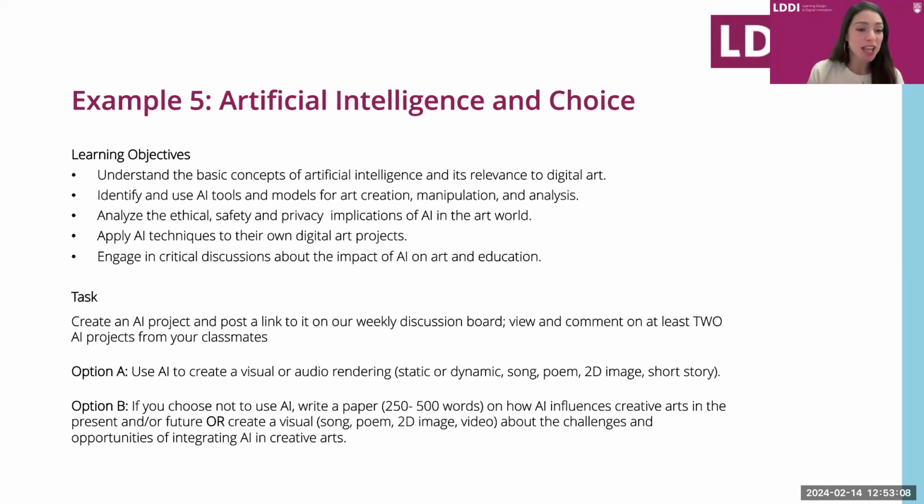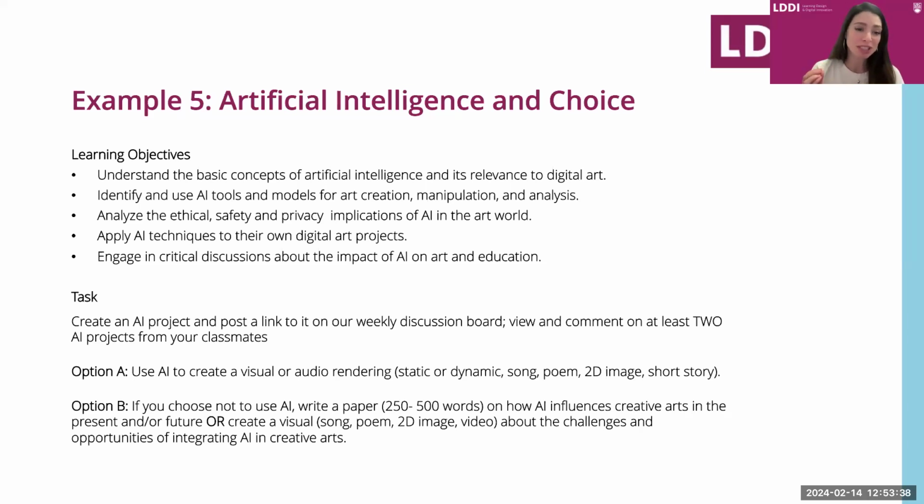So they were asked to create an AI project and post a link to it on their weekly discussion board, and then view and comment on at least two of those AI projects. So if you chose AI, then you could create a visual or audio rendering. So it could be static or dynamic, a song, a poem, 2D image, short story. But if students were not comfortable using AI after they learned about those ethical implications, then they could also choose to write a paper about how AI influences creative arts in the present or the future.